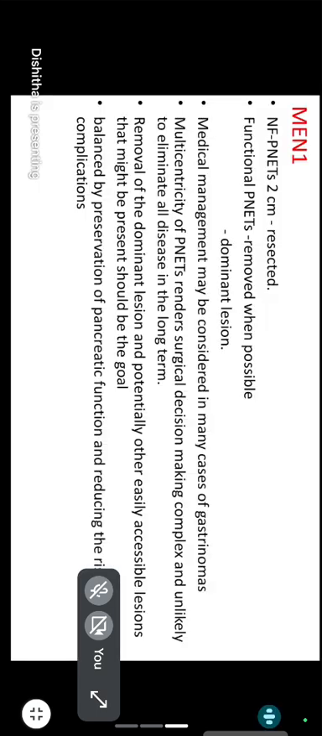MEN1, in short: if it is a non-functional tumor up to 2 centimeters, it is observed. If it's functional, then it has to be resected, but the dominant lesion is resected in these cases. Medical management may be considered in many cases of gastrinomas. Multicentricity in these hereditary lesions makes the surgical decision more complex because, as I said, it is unlikely to eliminate all the disease. So removal of the dominant lesion or the ones that are easily accessible needs to be done. The main goal is to preserve pancreatic function.